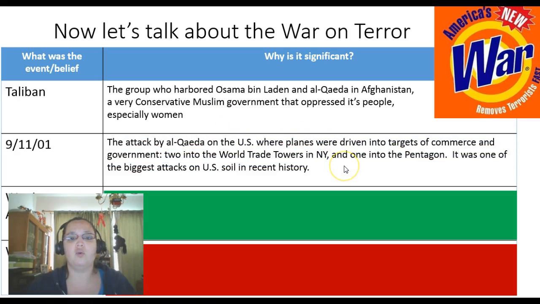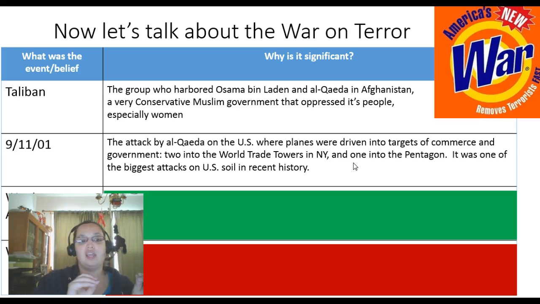September 11th, of course, this is the attack by Al-Qaeda on United States soil, where you have the two World Trade Towers being knocked down. Then, of course, the Pentagon was attacked. There was a third plane, remember, but it was stopped by the passengers on board, and they crashed it into a field in Pennsylvania. So this is one of the biggest attacks on U.S. soil in recent history, and it really sets up this sort of us versus them.